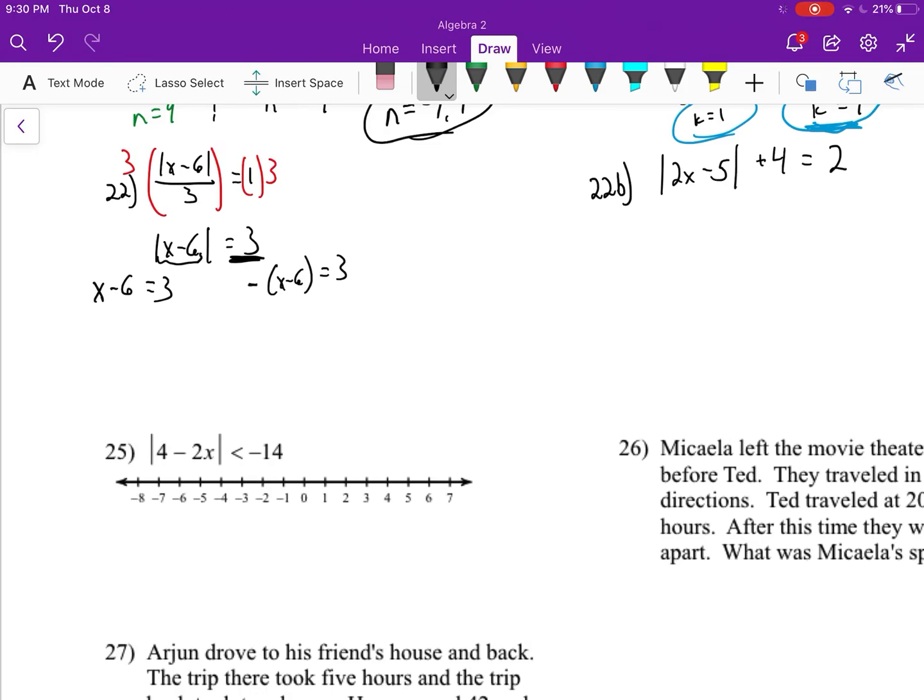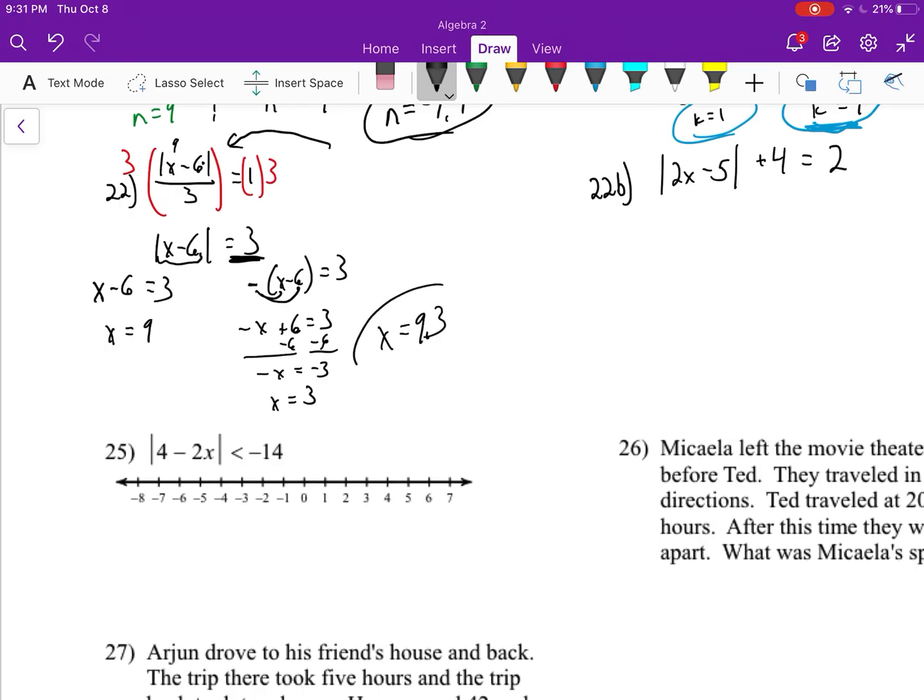Solve these two little equations, add 6 to both sides, so x equals 9. Distribute, -x plus 6 equals 3. Subtract 6 from both sides, it's -3, and divide both sides by -1, and you get x equals 3. Try it out. Put them in to check them. Putting back into the original. 9 minus 6 is 3. The absolute value of 3 is 3. Divided by 3 is 1. That works. Try 3. 3 minus 6 is -3. Absolute value is 3 divided by 3, so they both work. X equals 9 or 3.